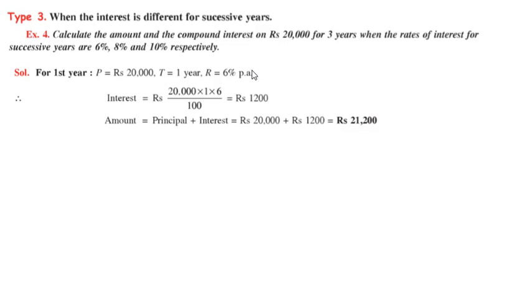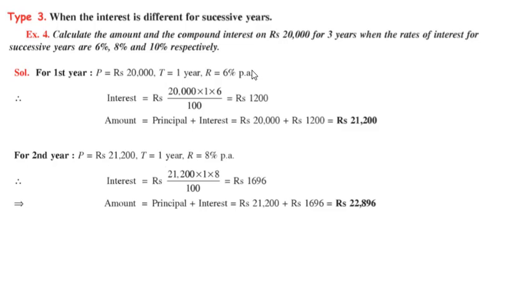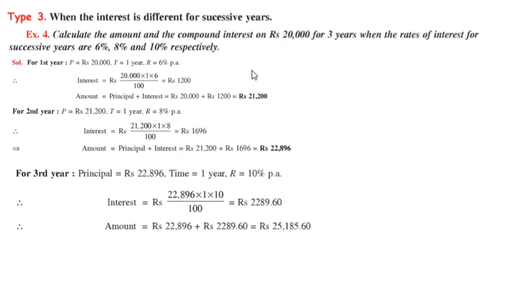Now I will take this amount as the principal for the second year and I will calculate interest, but while calculating interest I will take the rate of interest as 8%. So again I will get the total amount at the end of the second year, which is 22,896. Now for the third year my principal is 22,896. I will take time as 1 year and the interest rate for the third year is 10%, so I use that 10%. It will give me interest as 2,289.6. I will add this interest to the amount and I will get the total amount.